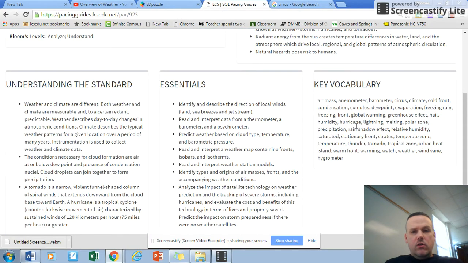I'm going to go down here to some of your key vocabulary. An anemometer, I hate that word, is an instrument that is used to gauge wind speed and wind direction. A barometer is used to measure air pressure, right there. I did the cirrus clouds, climate, cold front. Let me get that in a second. Cumulus, dew point. A lot of these things I've already covered.